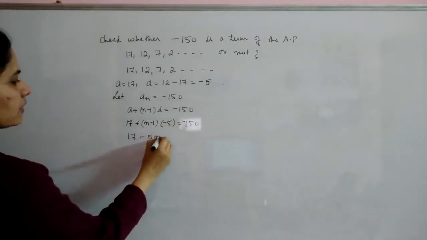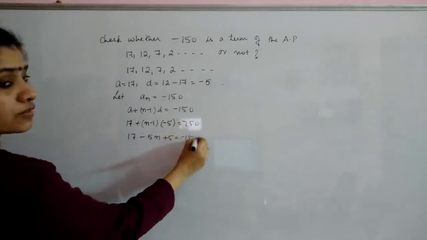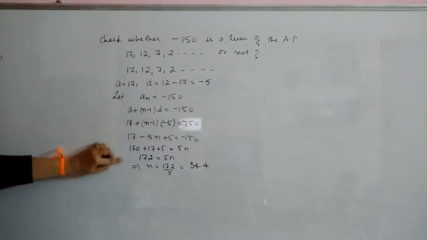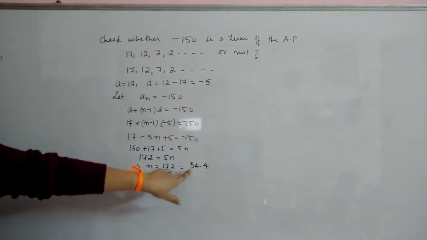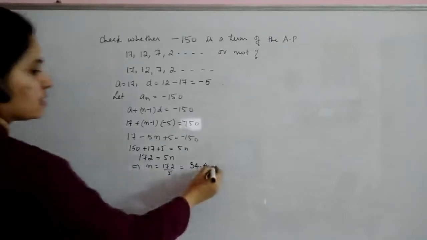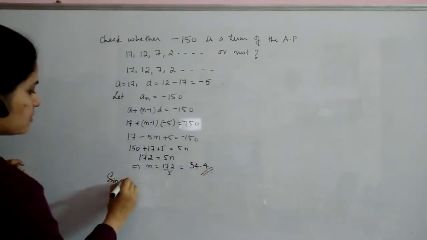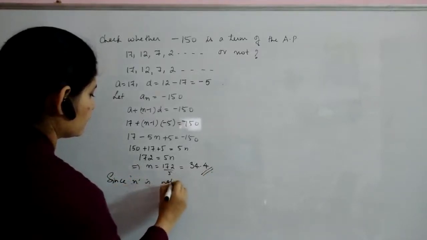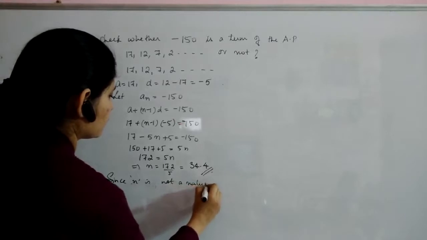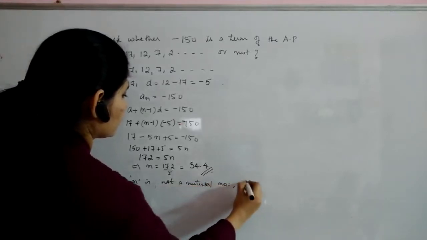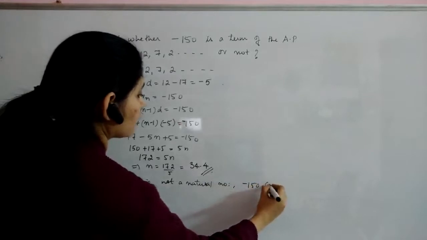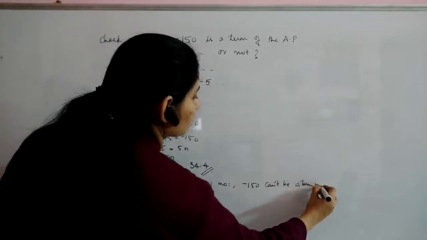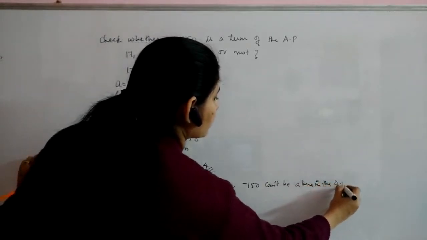17 minus 5n plus 5 is equal to minus 150. So since after calculation you are getting n as a fraction or a decimal, you can say that since n is not a natural number, minus 150 can't be a term of the AP.